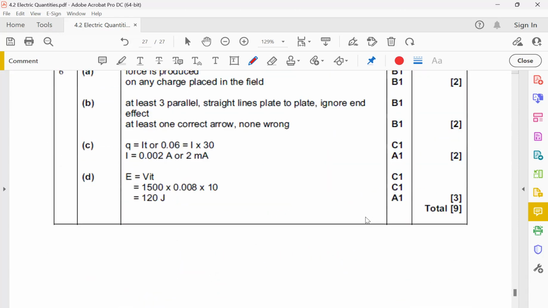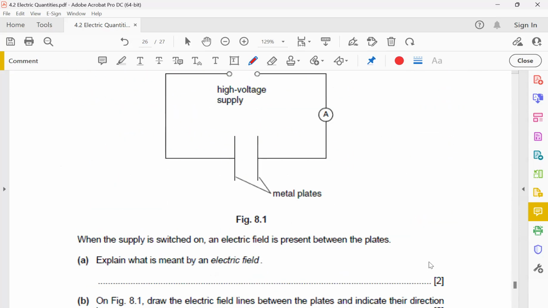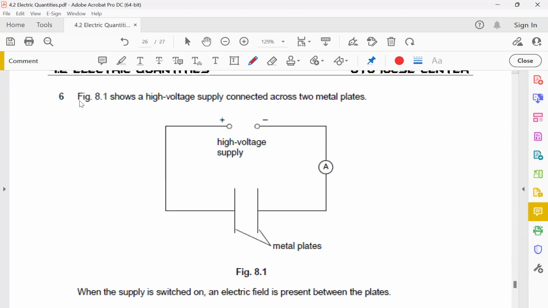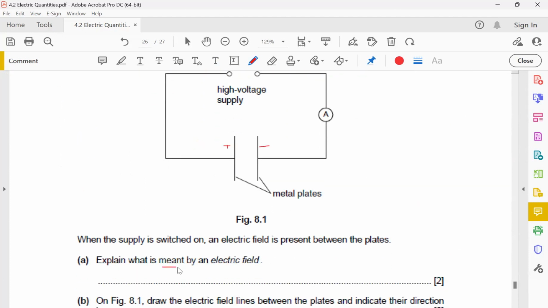Okay, then the final question here, before we move on to the next chapter, which is a simple chapter. First and foremost, it says that figure 8.1 shows a high voltage supply connected across two metal plates. So this is a high voltage supply represented by the plus and minus here, connected to two metal plates. This one will obviously be positive, and this one will obviously be negative. Explain what is meant by an electric field. Now, guys, you see that this simple explanation requires 2 marks. I can see some of you have already left it empty.